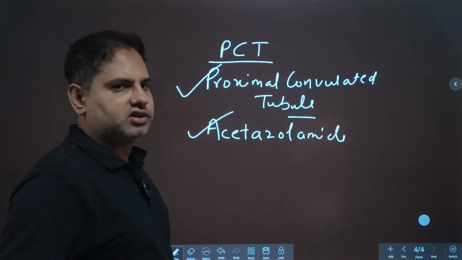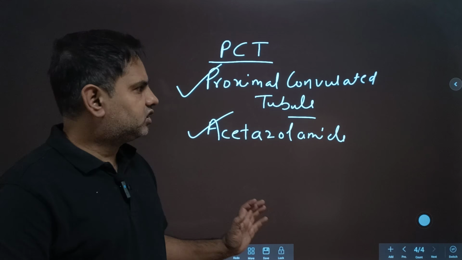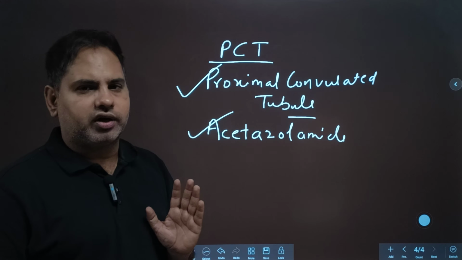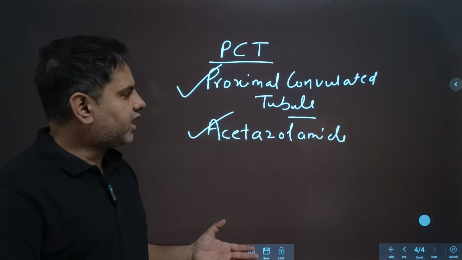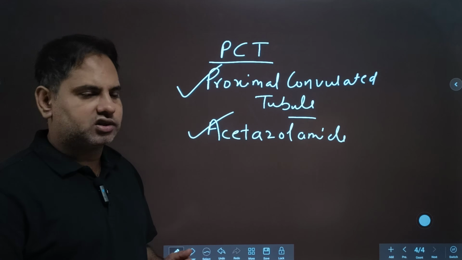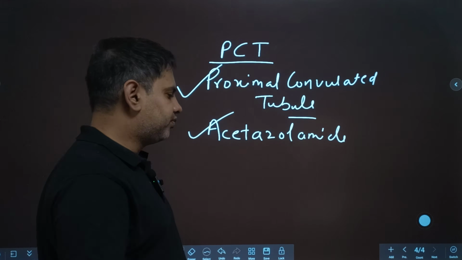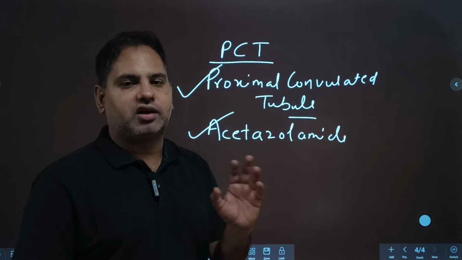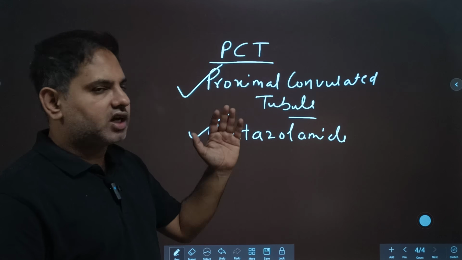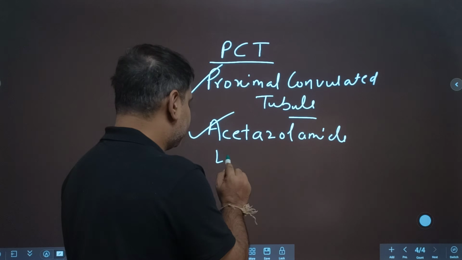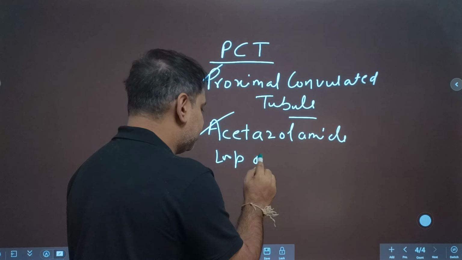Acetazolamide is the drug which is acting on the proximal convoluted tubule, and it's a diuretic agent, right? So what is its mechanism of action? Acetazolamide acts on the proximal convoluted tubule. Now, I can tell you the classification of the drugs which are acting on the loop of Henle.